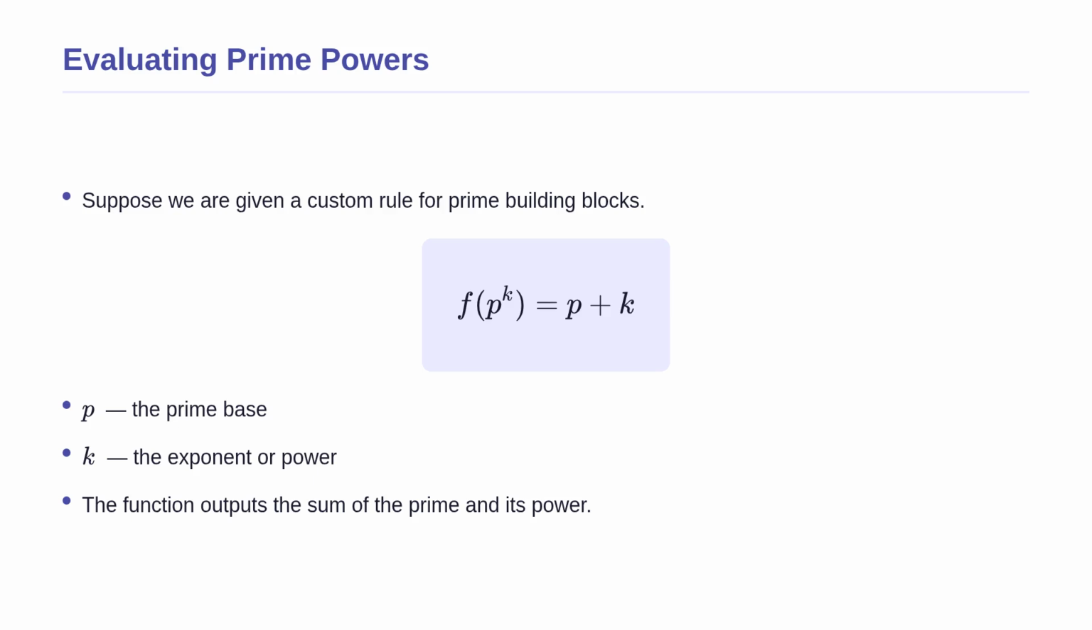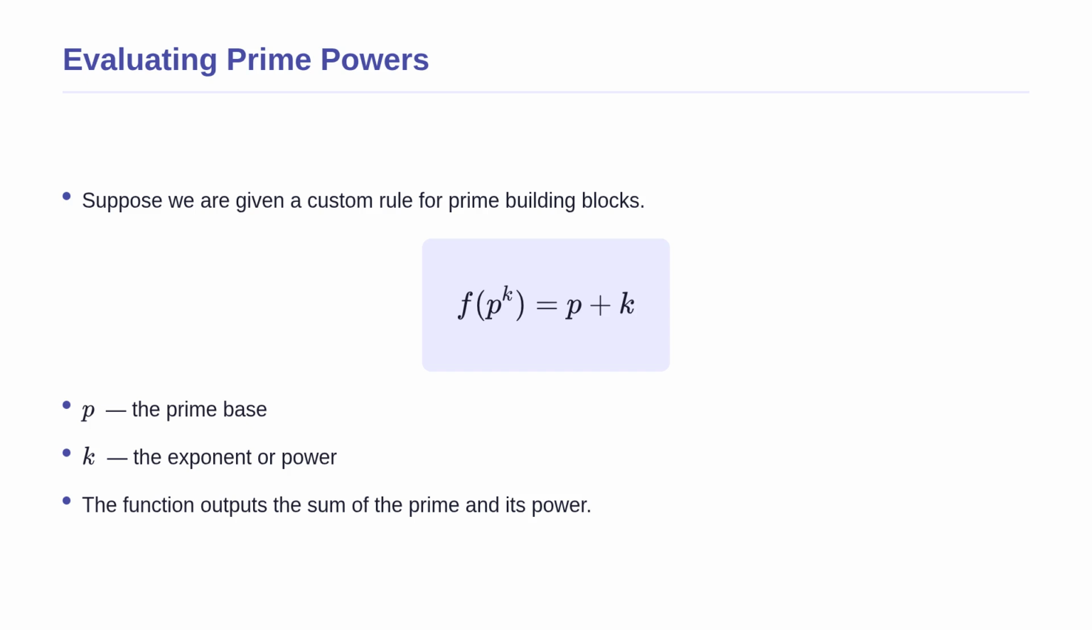To see how we use these prime building blocks, let us introduce a custom formula. Imagine we are given a specific rule that tells us how a function behaves when it encounters a single prime number raised to a power. The formula states that f of p to the power of k is simply equal to p plus k. Conceptually, this rule takes the prime base, p, and adds it to the exponent, k.